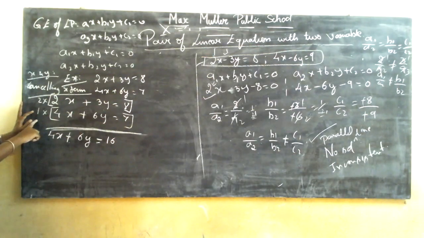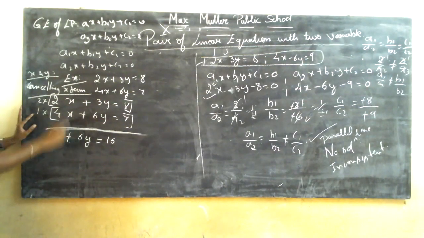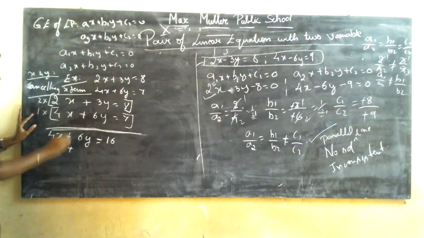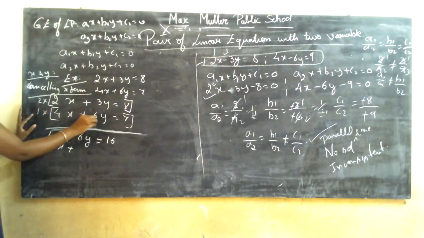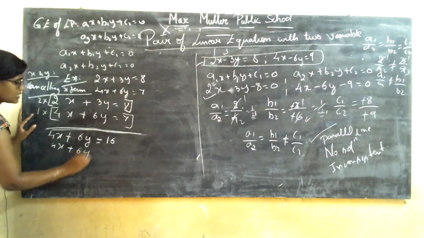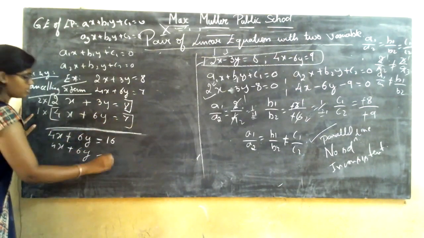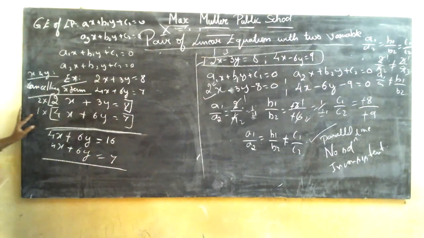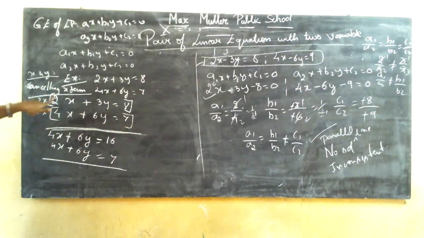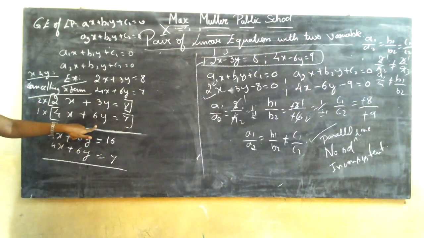Next equation I need to multiply. What is the multiplication term I have? 1 I have. So 1 into 4 is 4x only. I have written plus. 1 into 6 is 6y itself. Then is equal to 1 into 7 is 7 itself. Clear about this? Here you are cancelling x terms, so you are multiplying the x terms. If you are going to cancel the y terms, you will be multiplying the y terms.